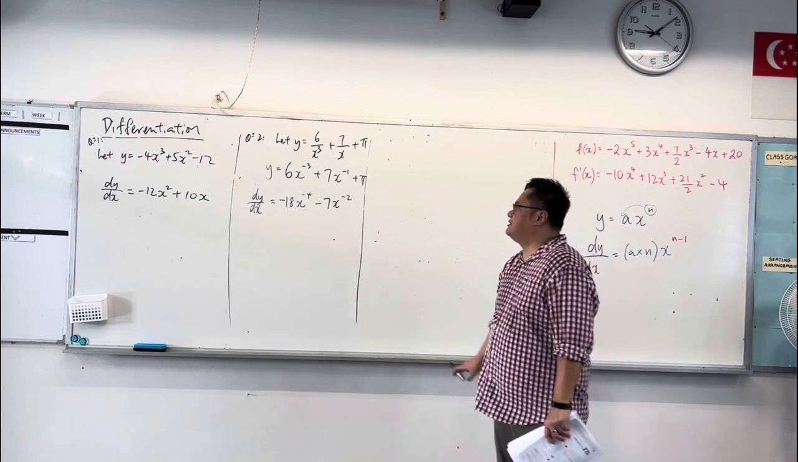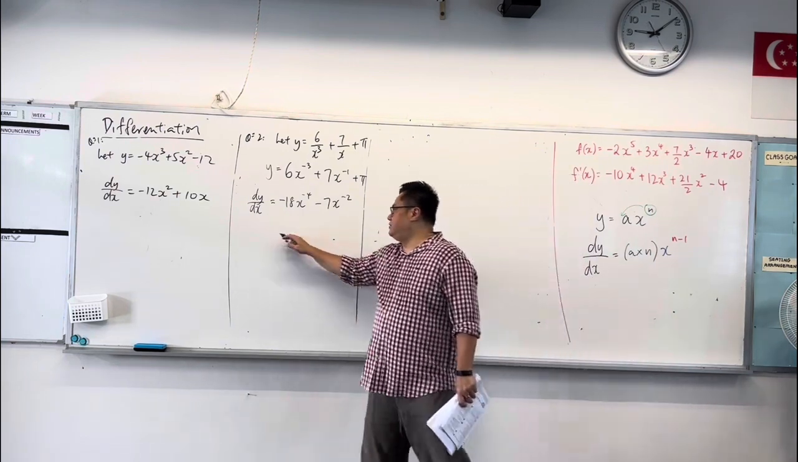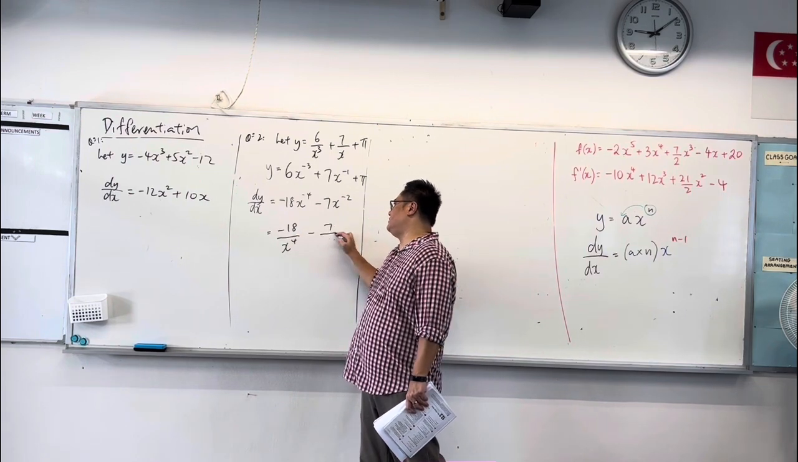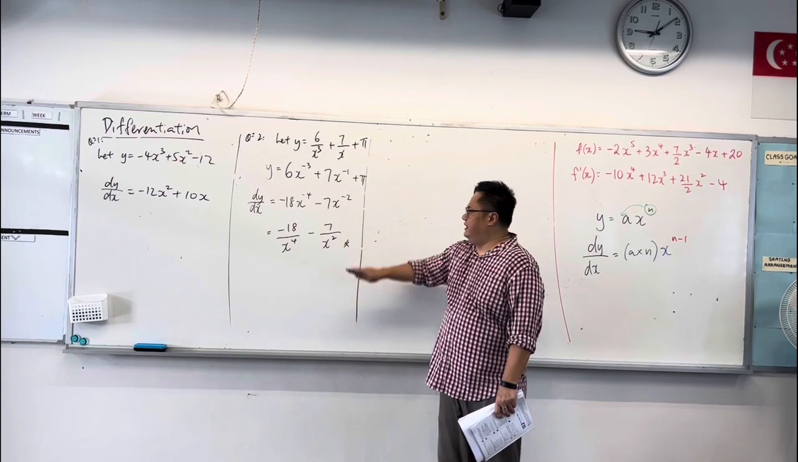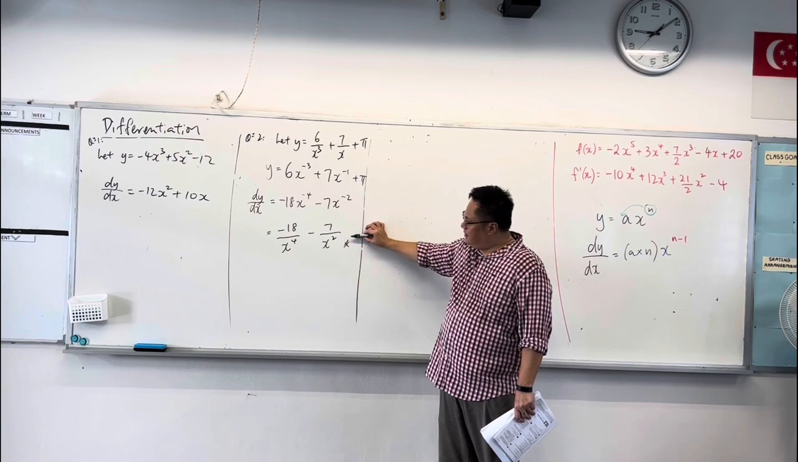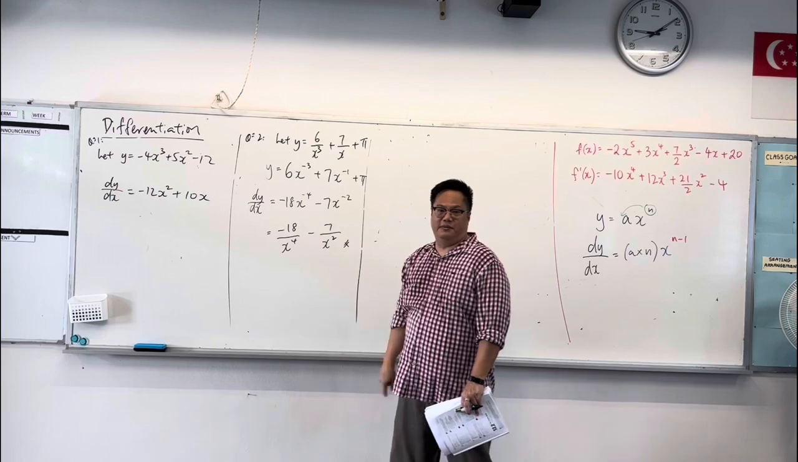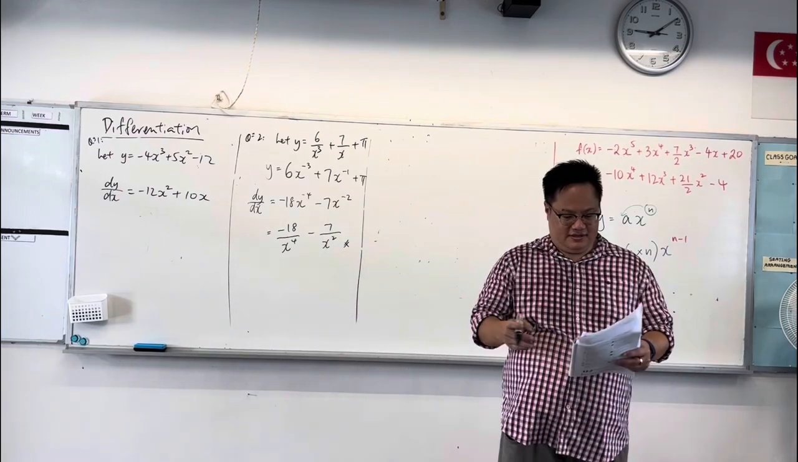You can leave the answer like this, or if you are more skillful, you can actually write it this way. If you are not very skillful, you can leave the answer here also, I can accept it. The reason why this line, I'm afraid some of you will bring the 18 down as denominator. Some of you will bring the 7 down as denominator. That is wrong.